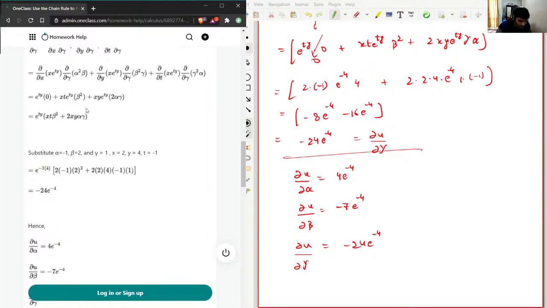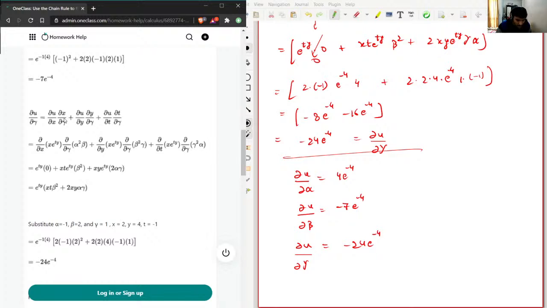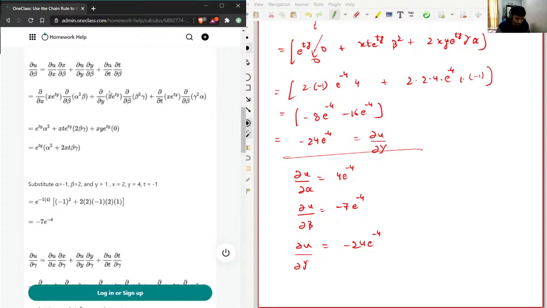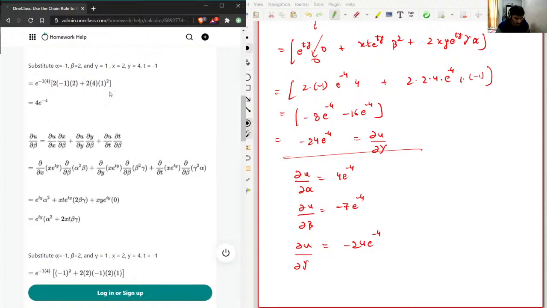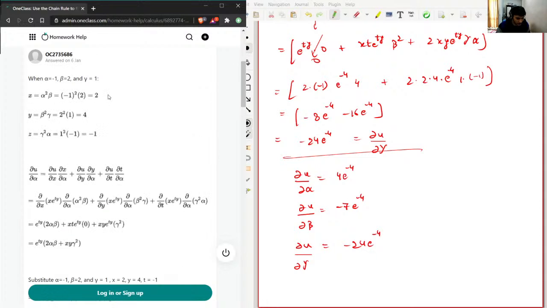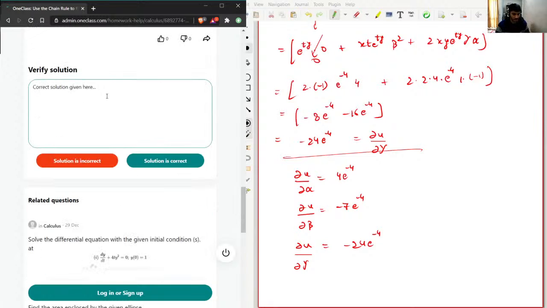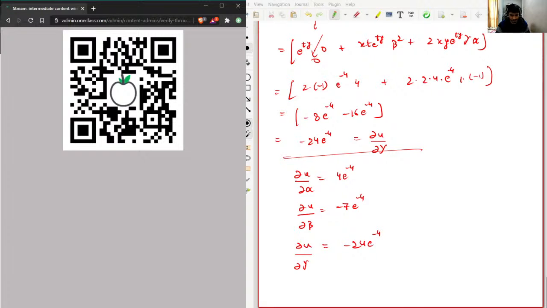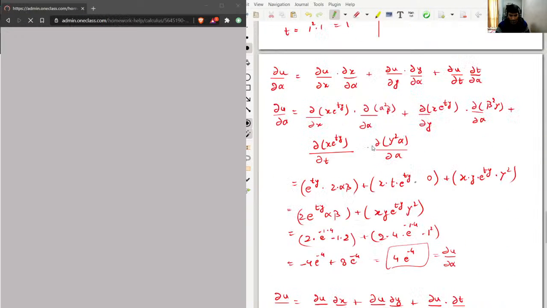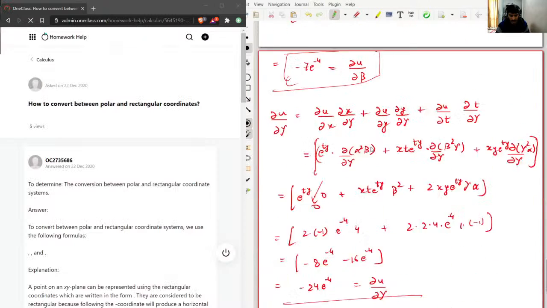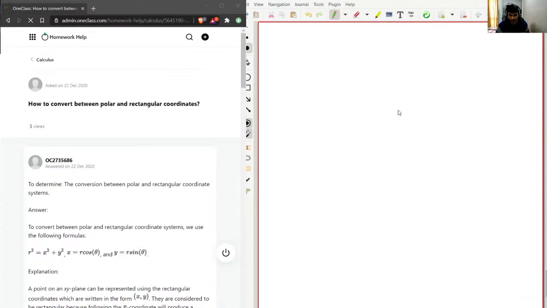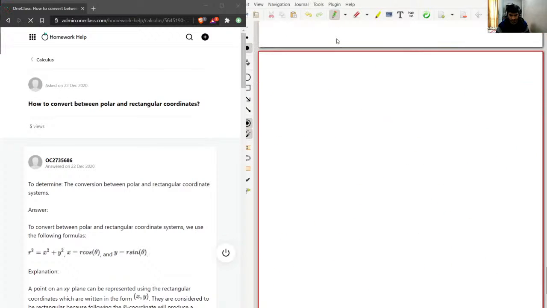So I'll just write the solution given here is correct. Final answer is correct, and again I'll just check the procedure. Del x by del gamma, del y by del gamma. Okay. Steps are also correct here. So the solution given here is correct. I'll just write correct solution. This was question number 6. We have question number 7.